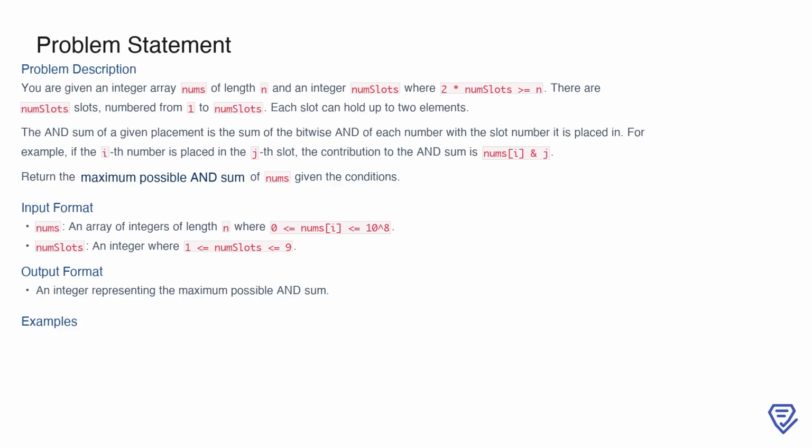The constraints are such that the numbers in nums can go up to 10^8, and the maximum number of slots is 9, making the problem computationally feasible. The output should be an integer representing this maximum AND sum.